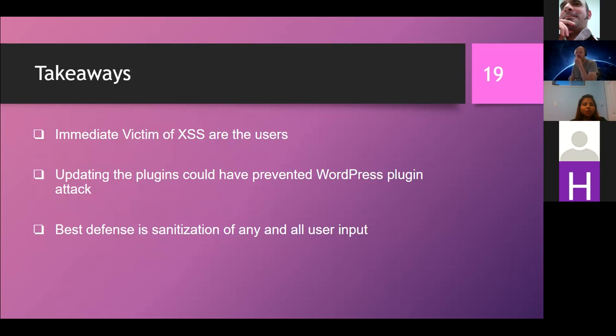The British Airways attack could have been prevented if they did a routine check and scan of the website and third-party applications. And updating the plugins could have prevented the WordPress plugin attack. The vulnerabilities in WordPress plugins were already fixed, but the hackers managed to target the users of plugins who were still using the old version. Overall, the best defense is thorough and well-tested sanitization of any and all user input so that code is never inserted through a data channel.